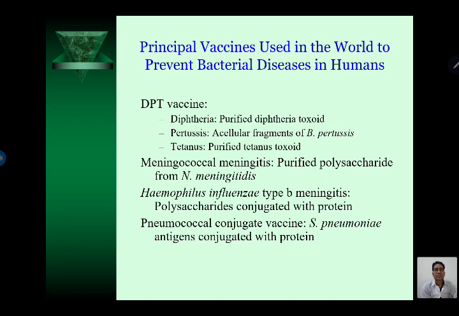Principal vaccines used in the world to prevent bacterial disease in humans: the DPT vaccine, DPT meaning diphtheria, pertussis, tetanus, with purified diphtheria toxoid, cellular fragments of B. pertussis, and purified tetanus toxoid. Meningococcal meningitis, purified polysaccharide from Neisseria meningitidis. Haemophilus influenzae type B meningitis, polysaccharide conjugated with protein. Pneumococcal conjugate vaccines, pneumonia antigen conjugated with protein.